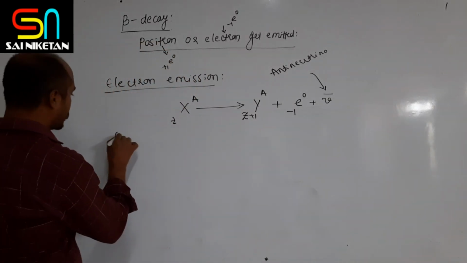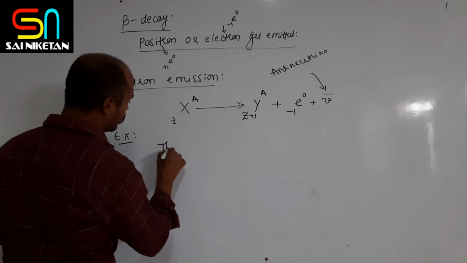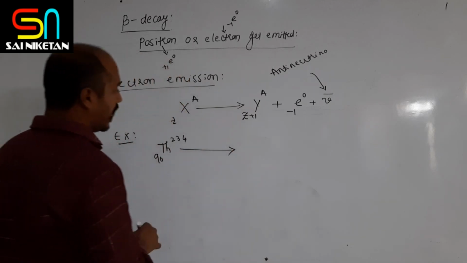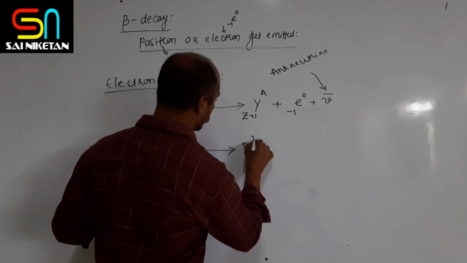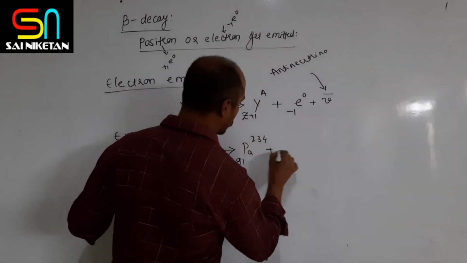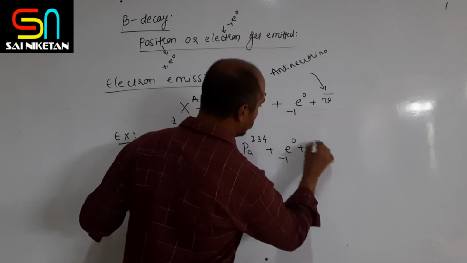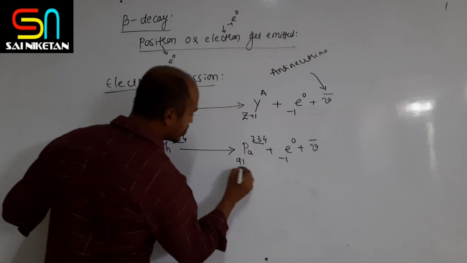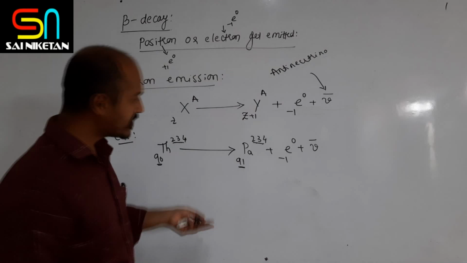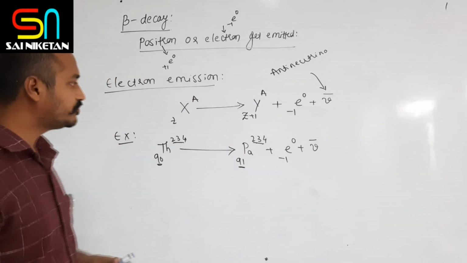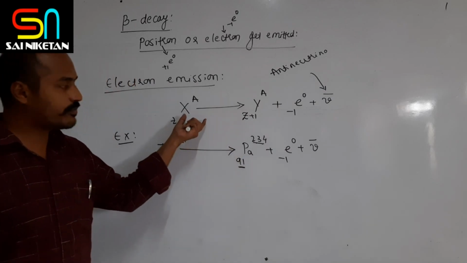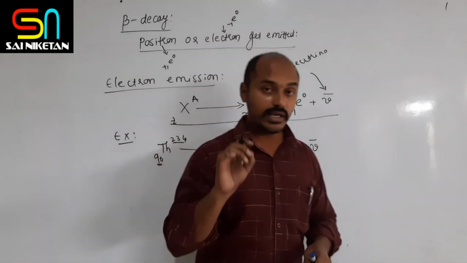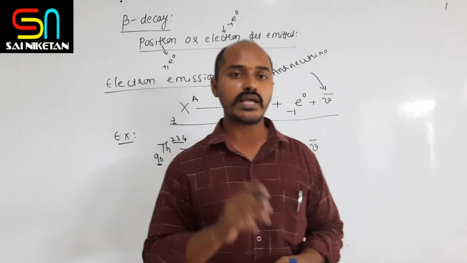For example, if you take thorium 234, 90, undergoing beta decay, it forms Pa 234, 91, plus an electron plus an antineutrino. We can see here the mass number does not change, whereas the atomic number increases by 1. So this is the example. You can explain this, or also write the theory regarding this. This is the general equation, and this is the example. Along with the electron, another particle is emitted, that is called an antineutrino.